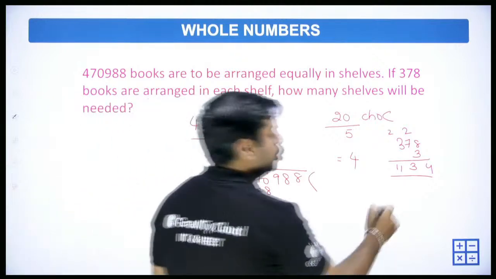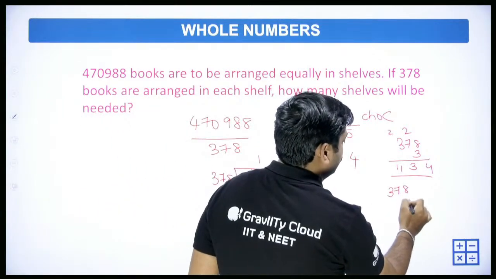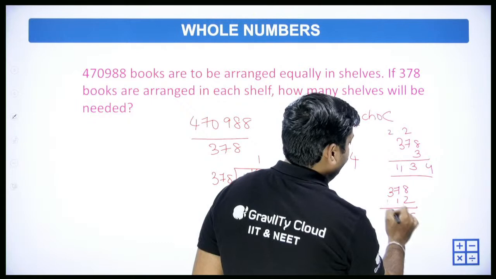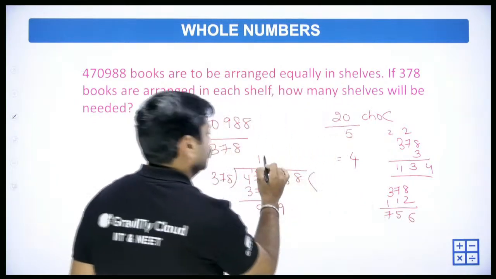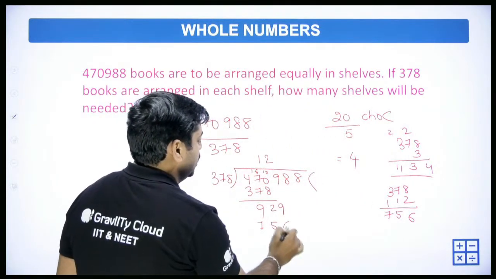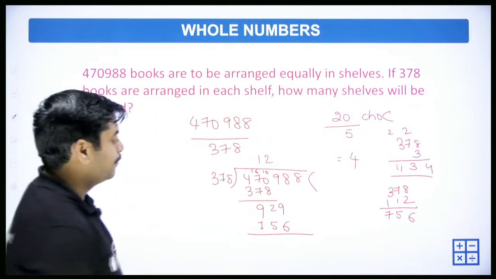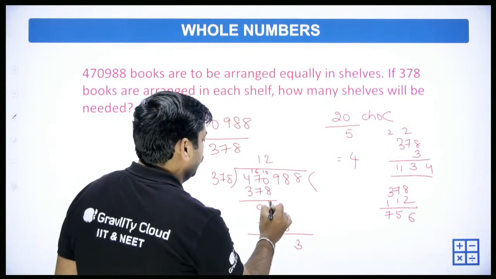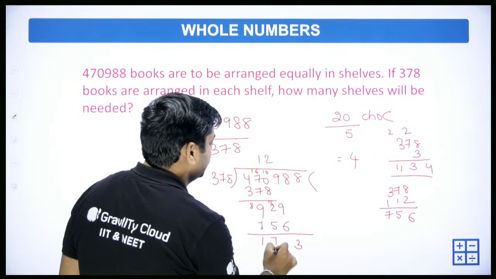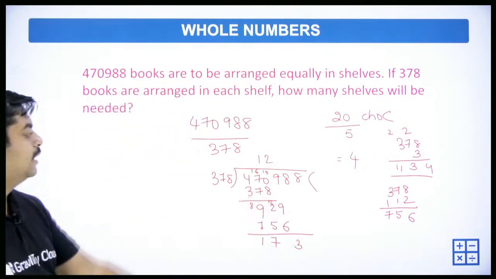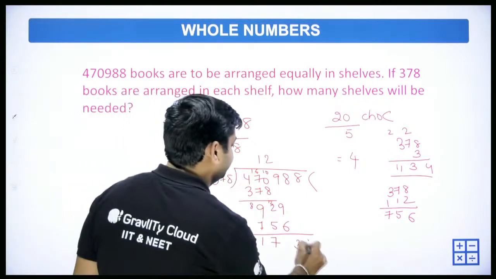So let's go with 378 twice. 2 8s are 16, 2 7s are 14, 15, 2 3s are 6, 7. So it is 2 times 756. So 9 minus 6 will give you 3. It is 12 and this is 8. So 1 and this is 7. 173, and then we have the next number 8.